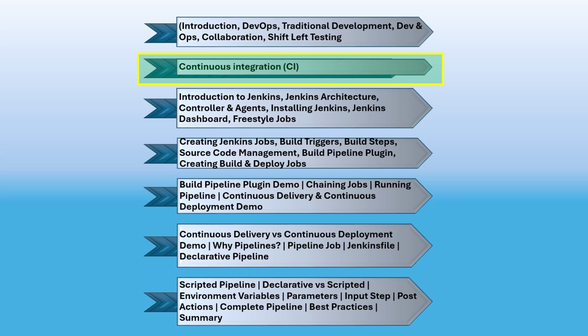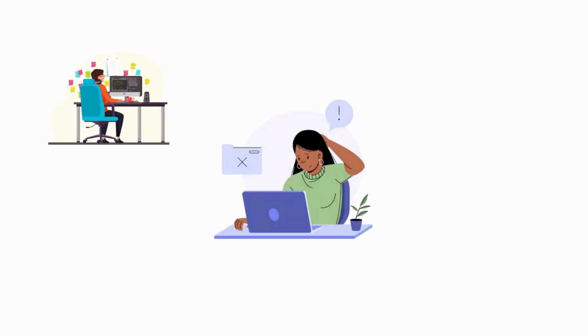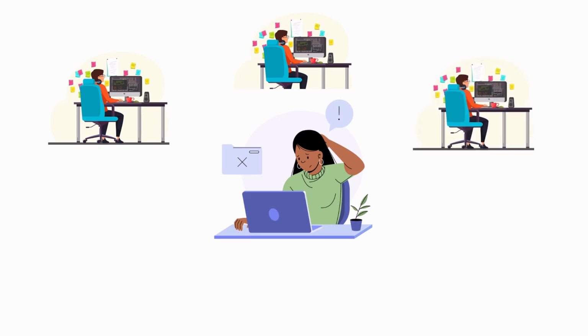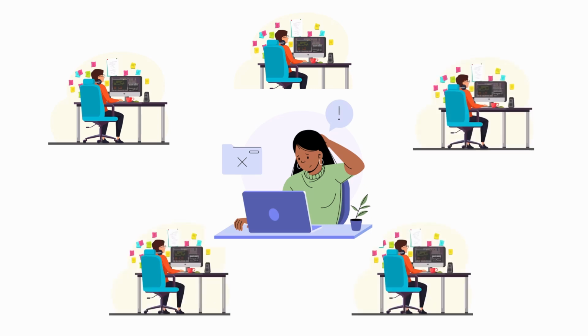The word integration is the most important word here, so let's understand what it really means. Imagine again that our software company is developing an online food delivery application. We have several developers working simultaneously. Notice something important. These developers are not working one after another. They are all modifying different parts of the same software at exactly the same time.